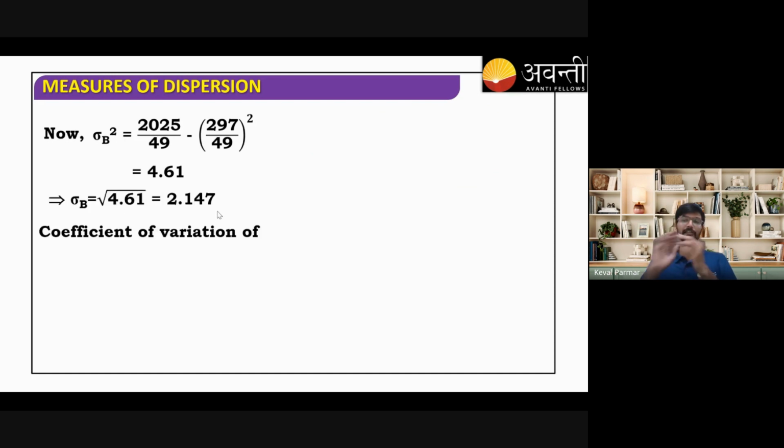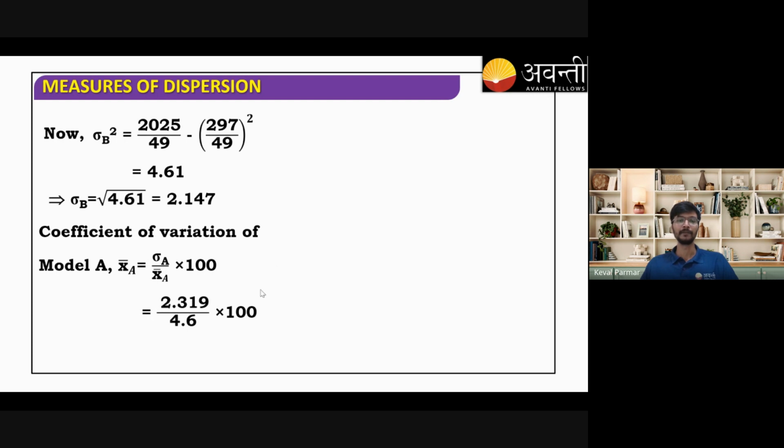Coefficient of variation. I hope you also remember the formula of coefficient of variation. It is sigma upon mean into 100. Standard deviation upon mean into 100. Here we are calculating for model A. So it will be standard deviation and mean of model A into 100. So this will come to 50.41.